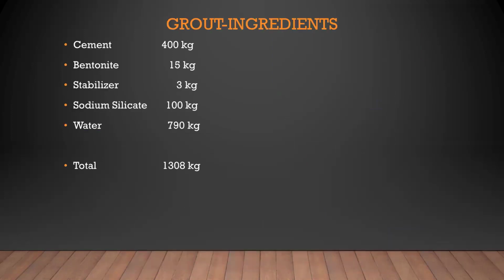These are the grout ingredients. As per the design mix in India, the cement will be 400 kg, bentonite 15 kg, stabilizer 3 kg, sodium silicate 100 kg, and water 790 kg. So the total quantity of grout is 1308 kg.